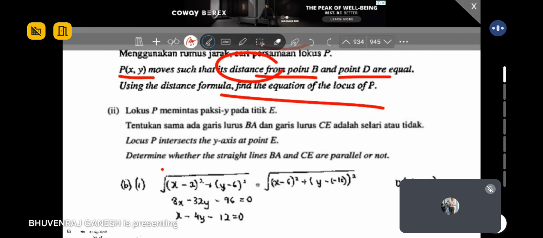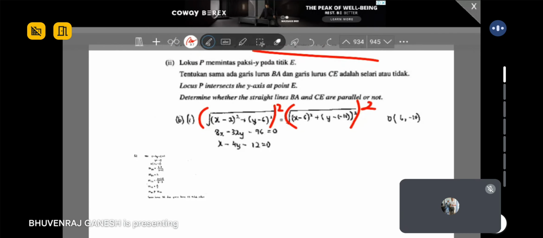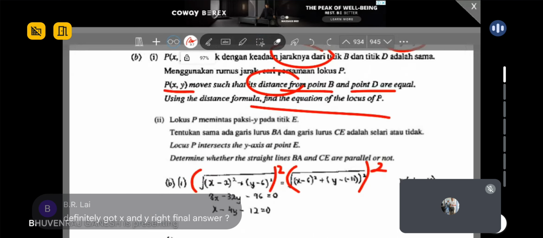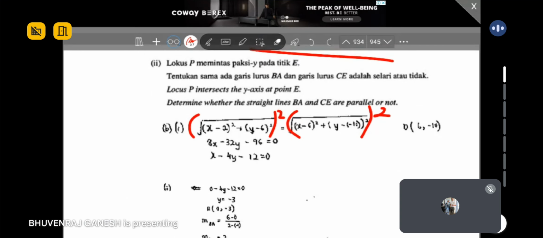So this one, how to solve? You must square both sides. Am I right? Kuasa dua-dua belah persamaan. Untuk hilangkan punca kuasa 2. You remove the square root. Okay? Alright. So for question B2, this one, they ask you to determine whether BA and CE are parallel or not. Okay, so how to do this?